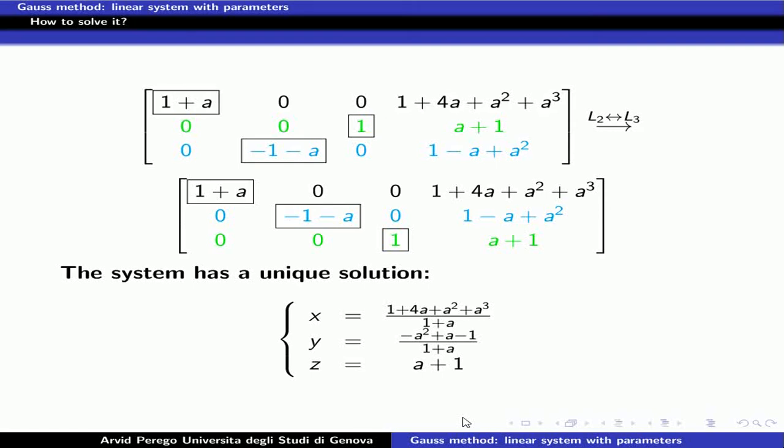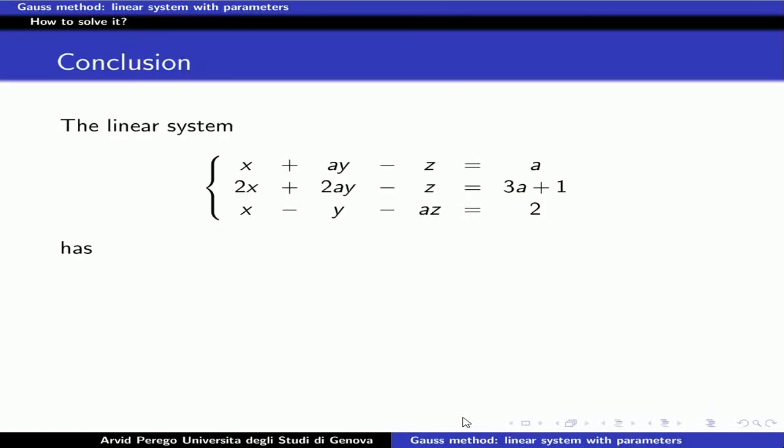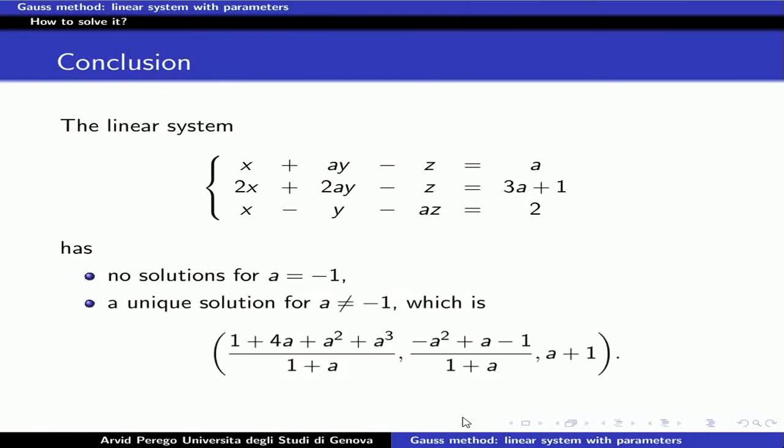So, we can now conclude with the resolution of the linear system. In the end, the linear system we started with has no solutions for a equal to minus 1, and a unique solution for a different than minus 1. And this solution is exactly the one we found in the previous slide.